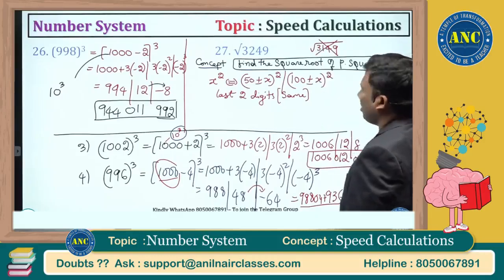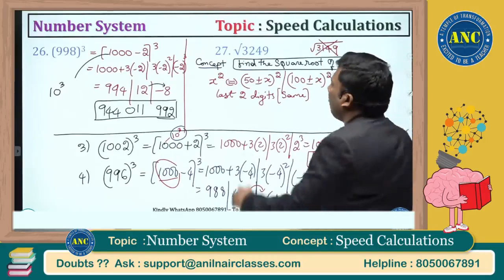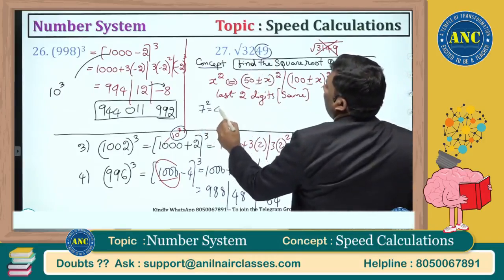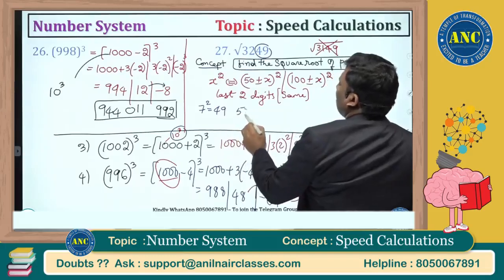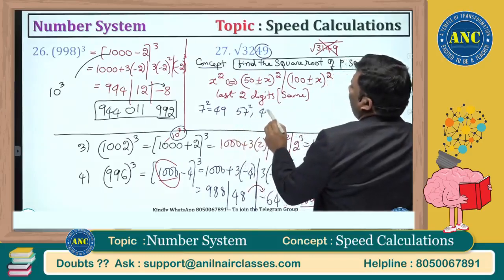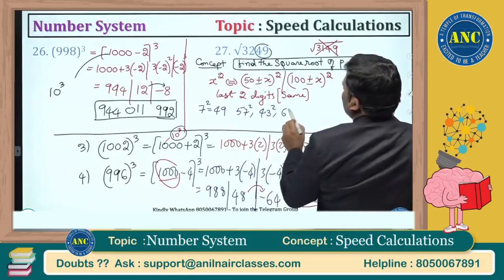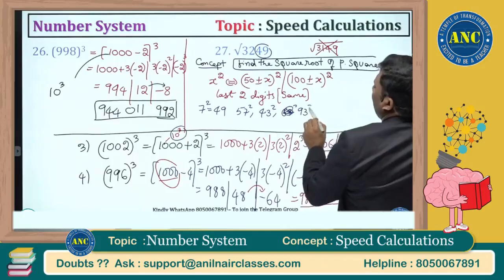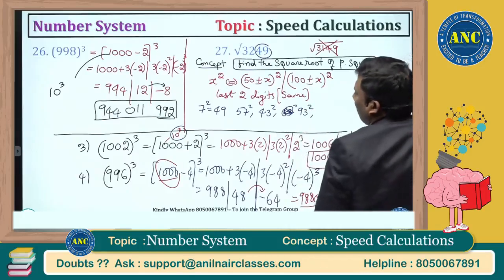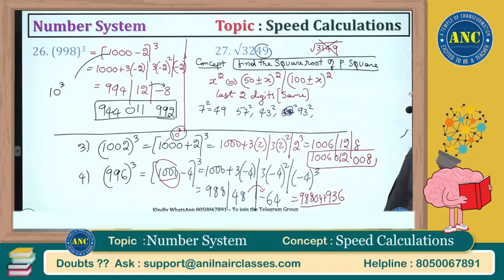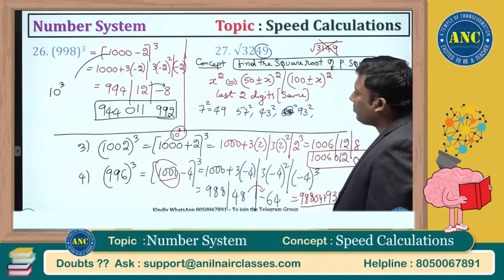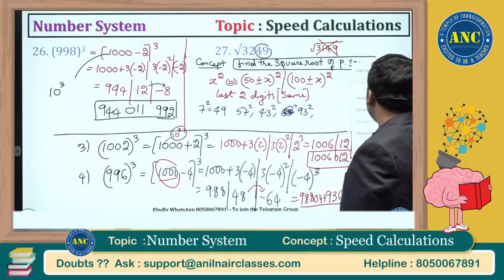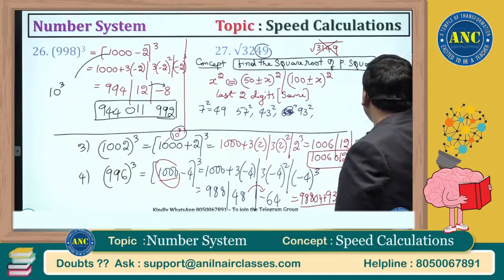Just by looking at a question, you will get these answers. What are the last two digits of this number? 49. 7 square is 49. What will be the other numbers? 50 minus 7, 43 square. 50 plus 7, 57 square. 100 minus 7, 93 square. Now if you see here, just by sheer observation, you will get the answer.